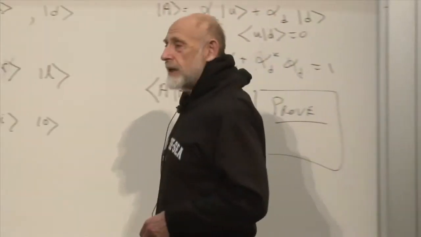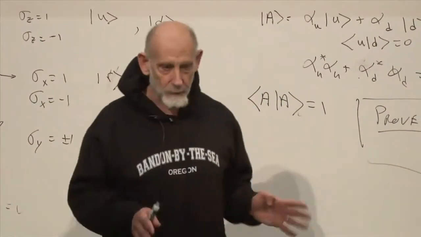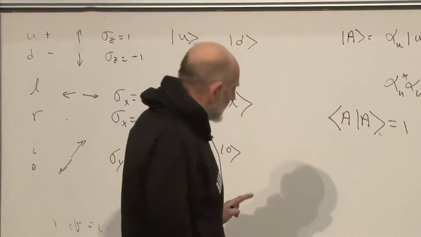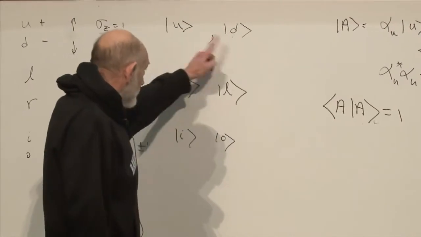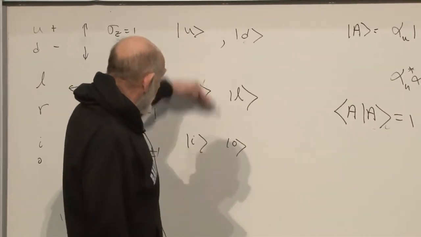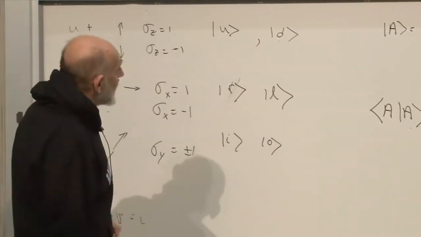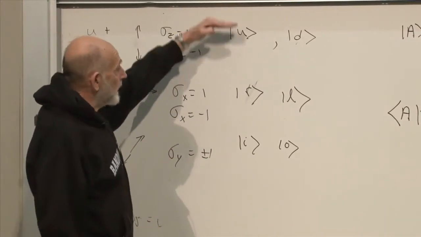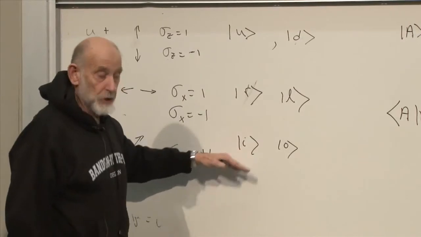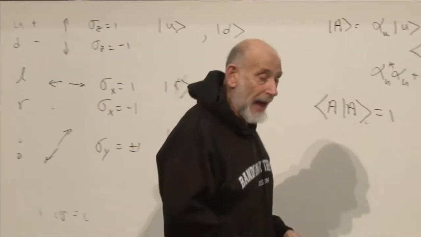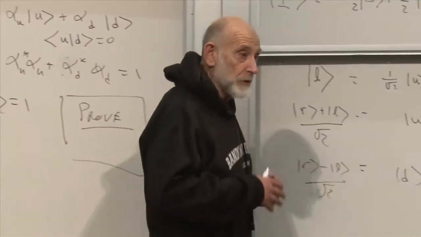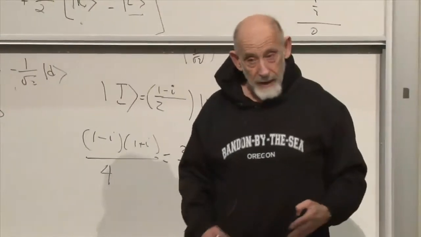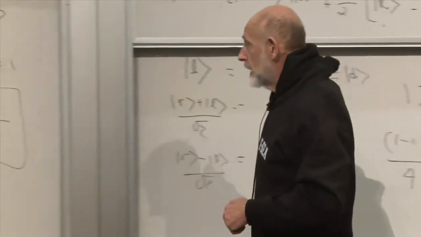3 mutually related bases. Up and down are not orthogonal to left and right. They're orthogonal to each other, but they're not orthogonal in the other directions. But each one, if expanded in any of the others, would have coefficients whose magnitude was 1 over the square root of 2. So they're symmetrically related in that sense.